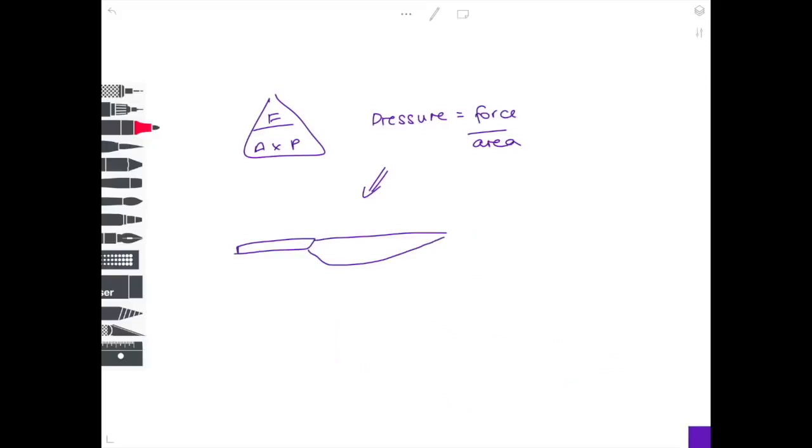So a knife, for example. So your force acts down here. So you press down with your hand. But the area over which this force is felt, we know if you look at a knife, is extremely small. A knife's blade is really only about a millimetre in diameter. So that force is spread over a very, very small area, meaning the pressure is huge. And it's that increased pressure which actually creates that sharp cutting surface, which is the reason why knives work so effectively.